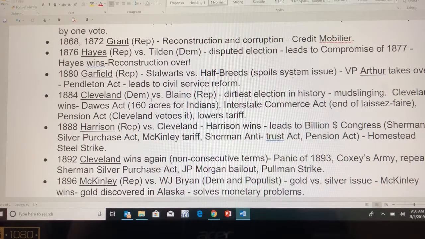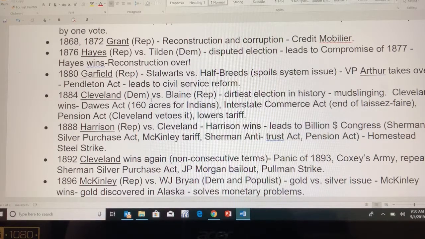The last election is 1896. I already talked about this with William McKinley for the Republicans for big business that are proponents of the gold standard, and William Jennings Bryan, the Democrats and the Populists that are for the silver. And they're for a lot of other reforms: graduated income tax, direct election of senators, initiative, referendum, recall.